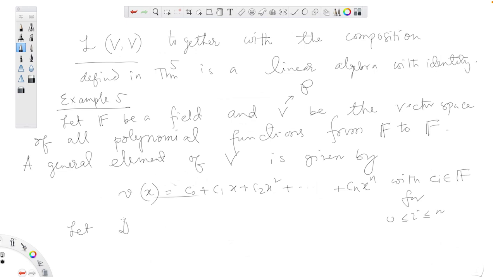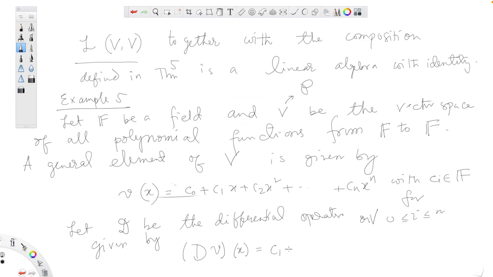Let D be the differential operator on V. How does it act on a polynomial? Dv evaluated at x is equal to c1 plus 2c2x plus all the way up to n cn x to the n minus 1. So we call it equation number 20.